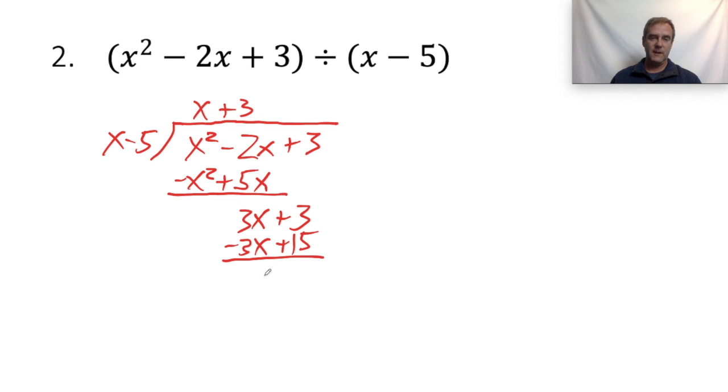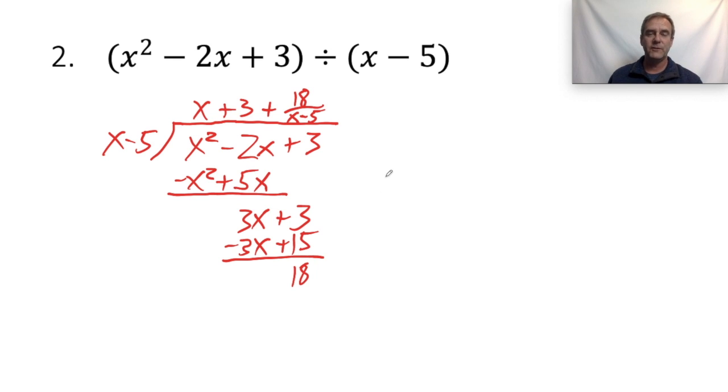3x minus 3x cancels out. 3 and 15 makes a total of 18, and there's nothing else to bring down, nothing else that we can divide in, and that means that the 18 is a remainder. We'll write it up here as a remainder, only we're going to write it as the 18 that wanted to be divided by the original divisor, x minus 5.